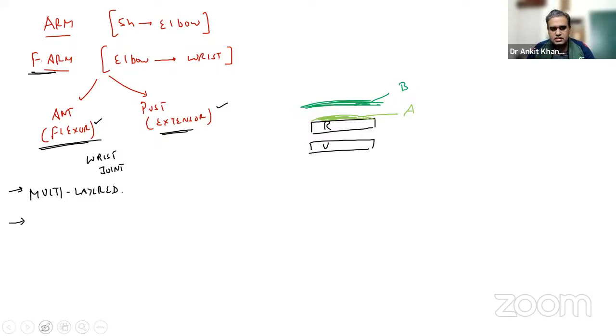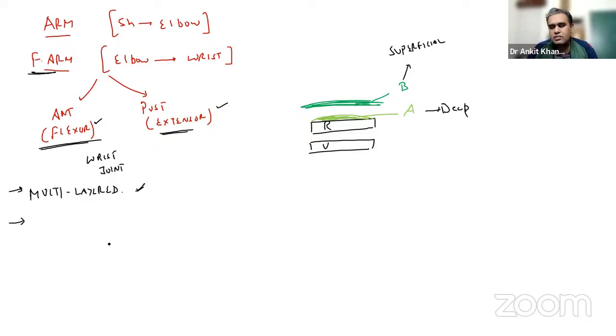So out of these two muscles A and B, which one will be labeled as a deep muscle and which will be labeled as a superficial muscle? I guess we all must be knowing that muscle A, which is close to the bone, will be the deeper muscle compared to muscle B, that is a bit away or sitting over A, so that will be labeled as a superficial group of muscles. That is what we actually mean by the multi-layered muscle.